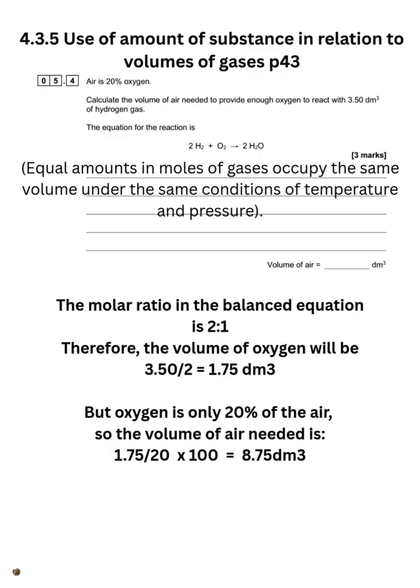Right, so what did the examiner say? Over 1/3 of students gained all 3 marks. However, some students appeared to believe that the other 80% of the air was hydrogen. Some tried to involve the relative atomic masses even though these were not provided. A few unnecessarily converted the volume of hydrogen to moles and then the moles of oxygen to volume, not realising that the mole ratio is the volume ratio for gases. But this did score full marks if correct.